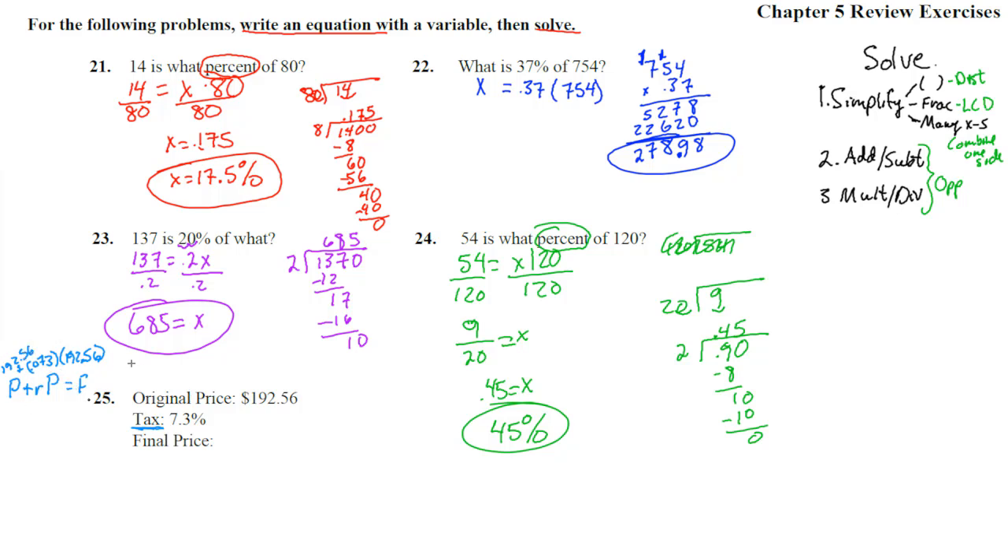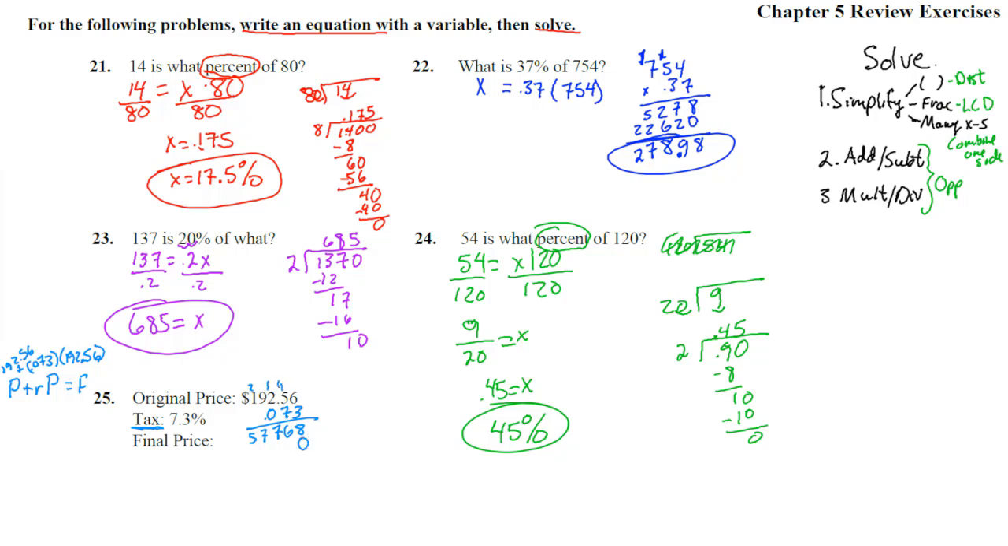We actually don't have to do any algebra to solve it. We just have to compute those numbers. So let's times this by 0.073 right here. 3 times 6 is 18, carry the 1. 3 times 5 is 15, plus 1 is 16, carry the 1. 3 times 2 is 6, plus 1 is 7. 3 times 9 is 27, carry the 2. 3 times 1 is 3, plus 2 is 5. Put a 0 for that next column.